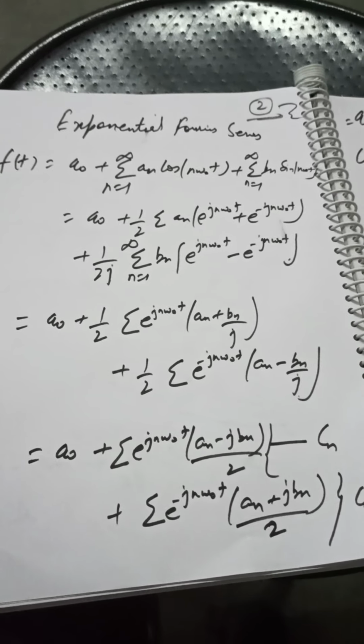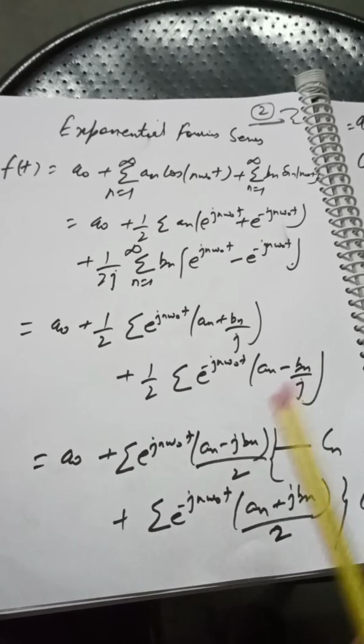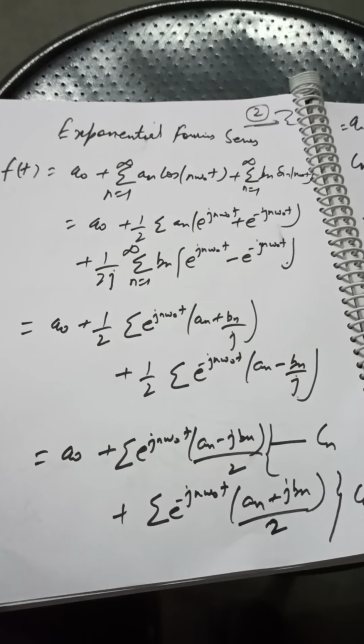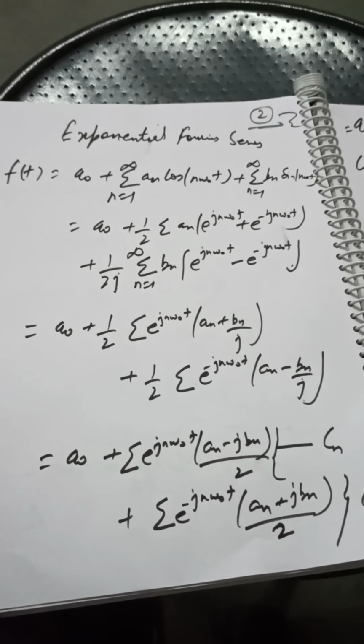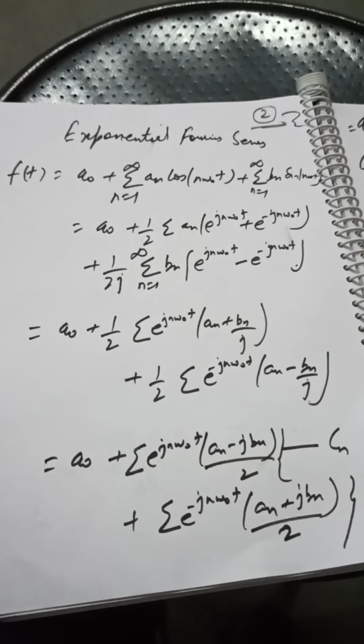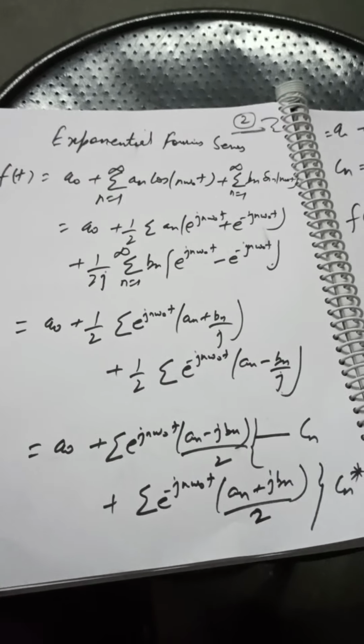Similarly, we can write sine of n omega naught t. Sine of n omega naught t can be written as a function of b n, e to the power j n omega naught t minus e to the power minus j n omega naught t, and so on. So n will be varying and we are going to get other expressions.